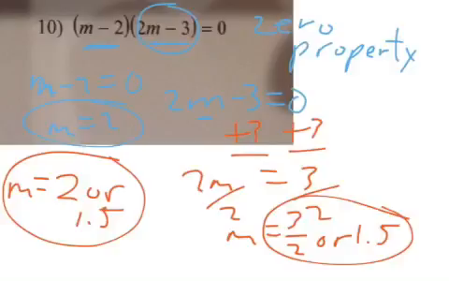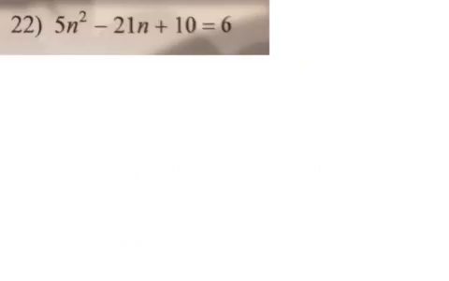Okay, so one more problem. So look at this one, guys. Notice we've done one similar to this. Notice this is a typical quadratic. It's not equal to 0 though. So does everybody agree the first thing we're going to do is minus 6 both sides?